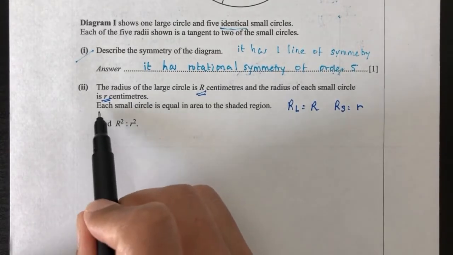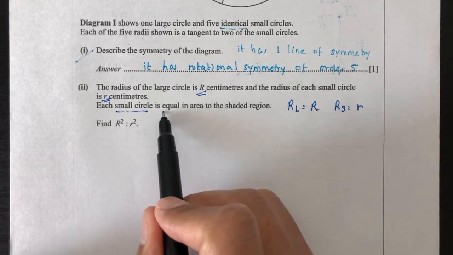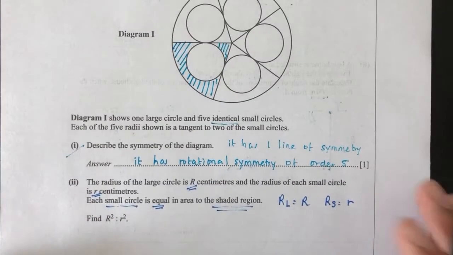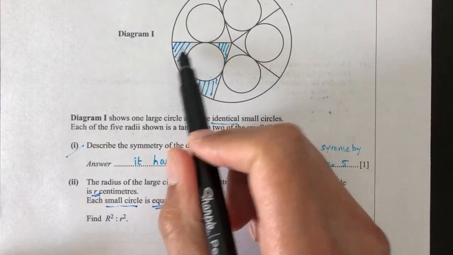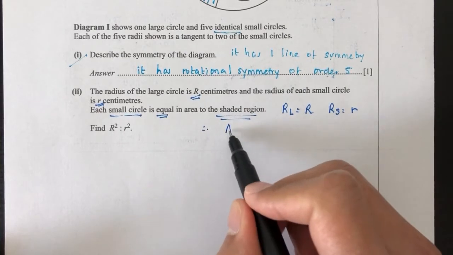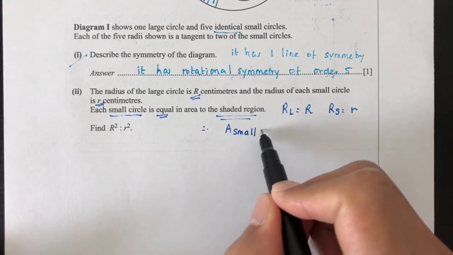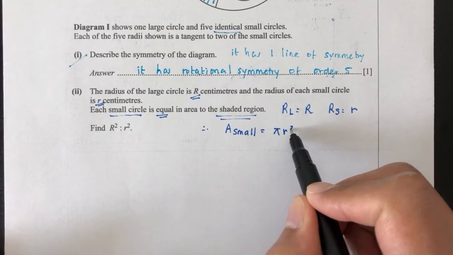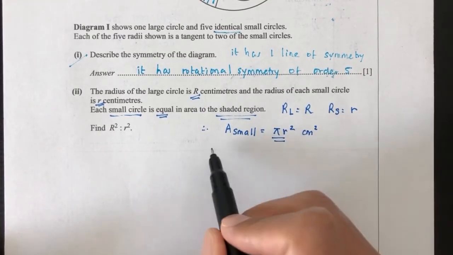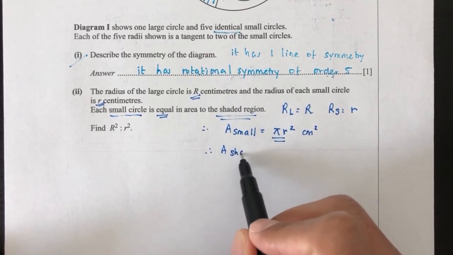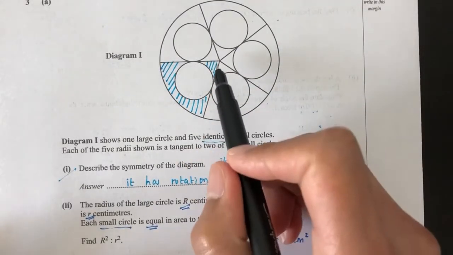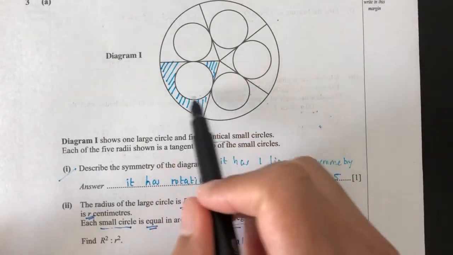Now, each small circle is equal in area to the shaded region. So as you can see here, the small circle area is equal to this region. So what is the area of the small circle? Area of small circle is equal to pi r squared. This is just the formula for area of a circle. So what is the area of the shaded region? You observe it is the area of this sector minus the area of the circle.